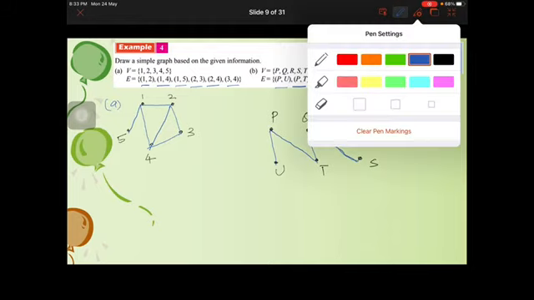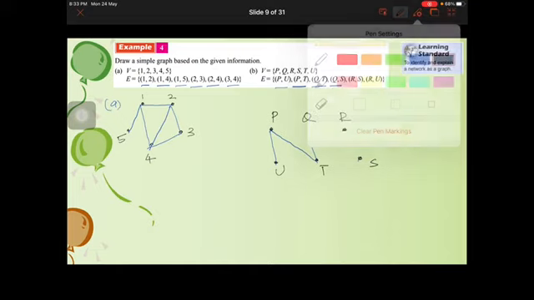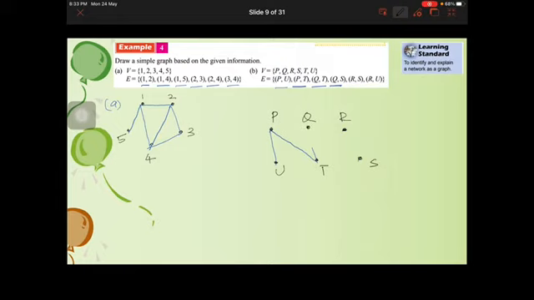Okay, sorry for the, this is the vertex. Okay, so QS, and then we have RS. Use your ruler. Okay, RU. Okay, this is my simple graph. Okay, all the edges connect the vertices given.